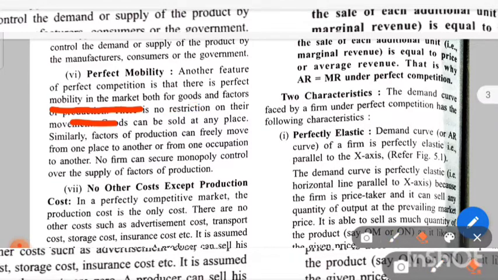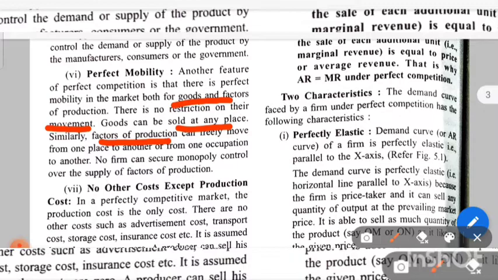I should not need to explain to you what a factor of production is. So there should be no restriction on the movement of goods and factors of production. Goods can be sold to any place, and factors of production should move freely. If they want to choose any other occupation, for example, if a laborer wants to change his job, he can do so. There should be no restriction. There should be no compulsion on factor of production mobility.